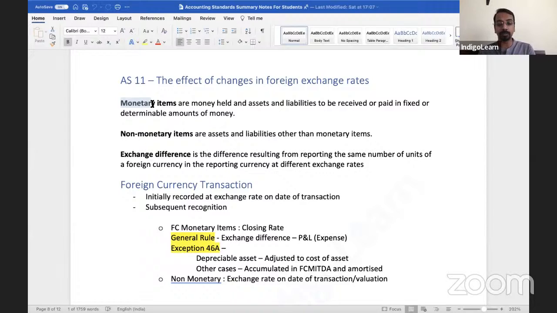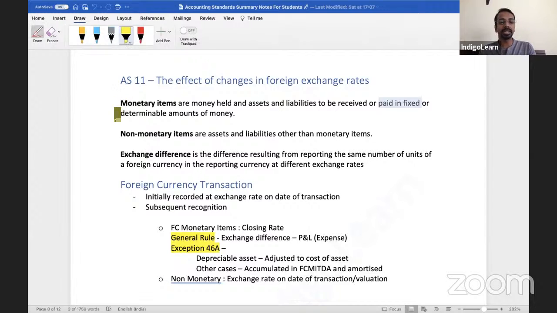Another example is loans. If you have borrowed a loan from any bank, the amount that you need to repay is fixed. The interest that you need to pay back is also fixed. So these items are money. Monetary items are money held, and assets and liabilities to be received or paid in fixed or determinable amounts of money.